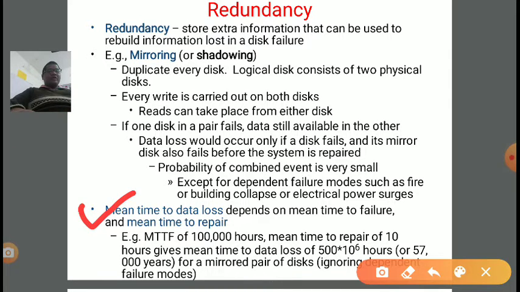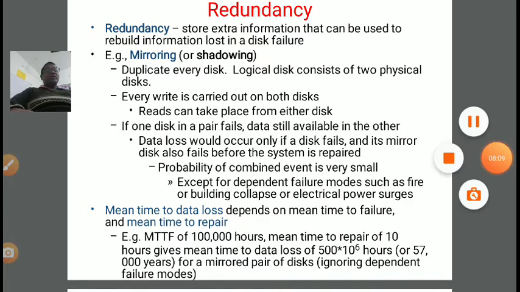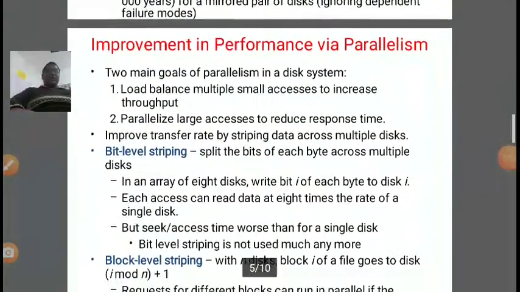Now mean time to data loss, very important point. Mean time to data loss depends on mean time to failure and mean time to repair. Example, mean time to failure of 1 lakh hours and mean time to repair of 10 hours gives a mean time to data loss of 500 into 10^6 hours, that is 57,000 years for a mirrored pair of disks, ignoring dependent failure modes, right? If we are ignoring the dependent failure modes, then it will take approximately 57,000 years in order to destroy both the mirror disk as well as the original disk.